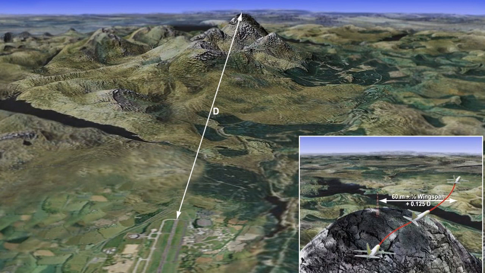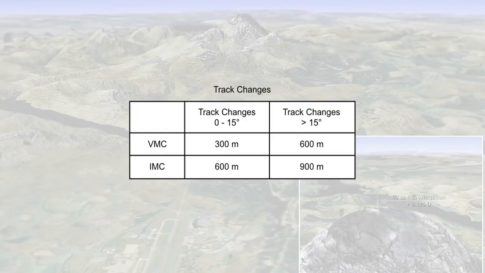For aeroplanes with a wingspan of less than 60 meters, a horizontal obstacle clearance of half the aeroplane wingspan plus 60 meters plus 0.125 times d may be used. However, obstacles further away than the values in the table need not be considered. We have seen this horizontal clearance information before when we were discussing Class B multi-engine obstacle clearance.